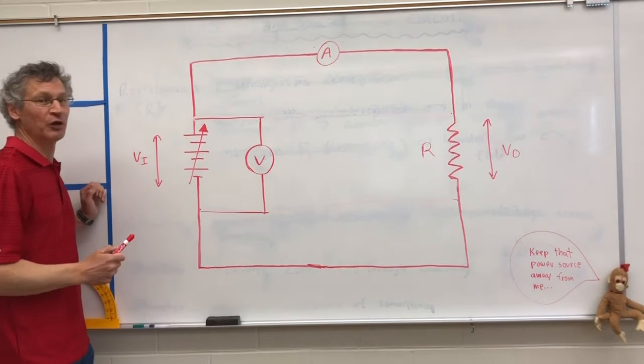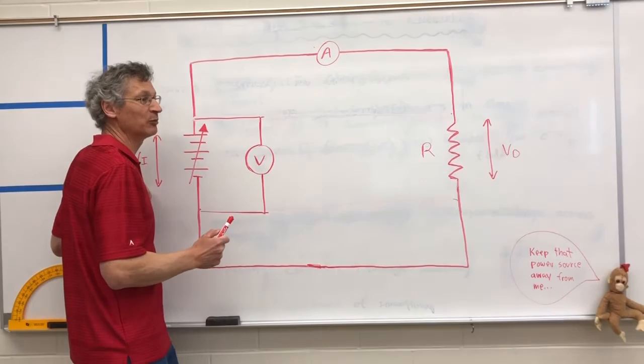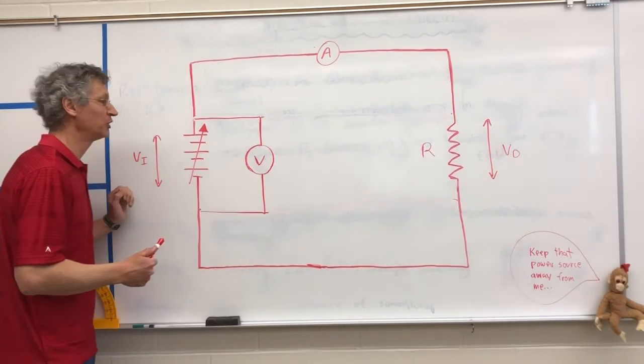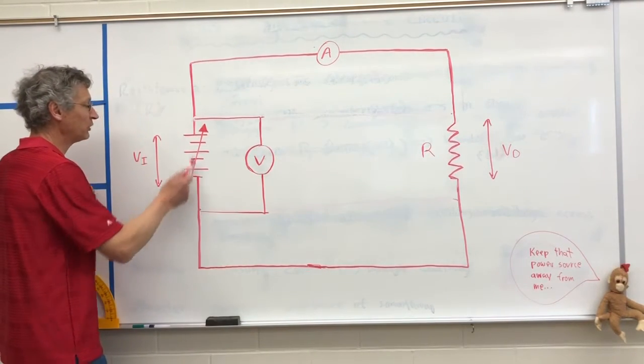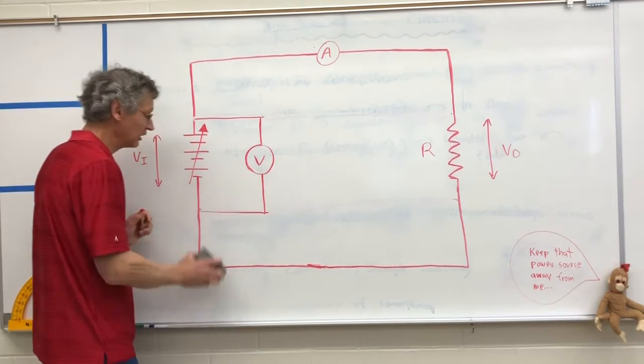Whenever you're using a voltmeter to measure the potential difference across something, you have to put it in parallel with whatever it is you're trying to measure the potential difference across. So our voltmeter is going to measure the potential increase across the source, and then later on what we're going to do, it's real easy.